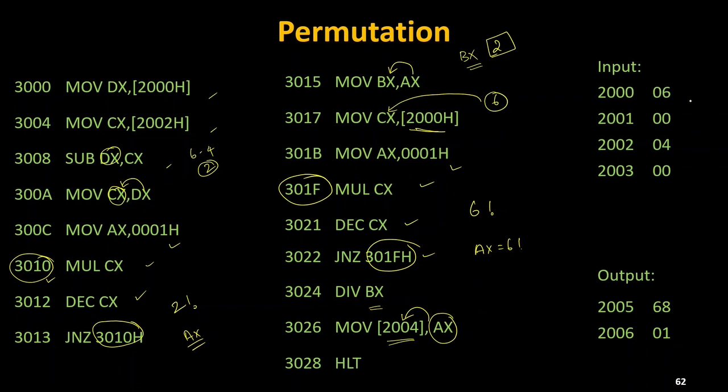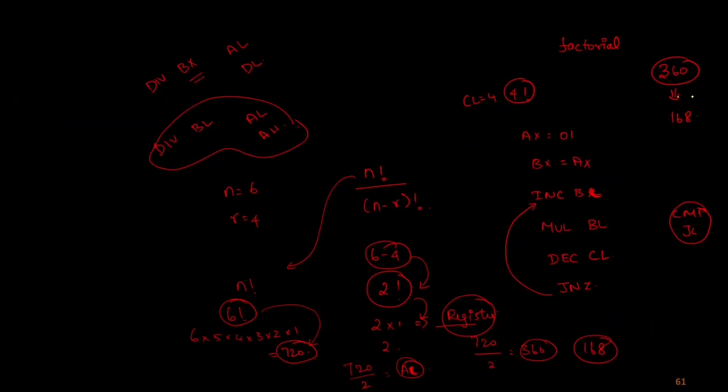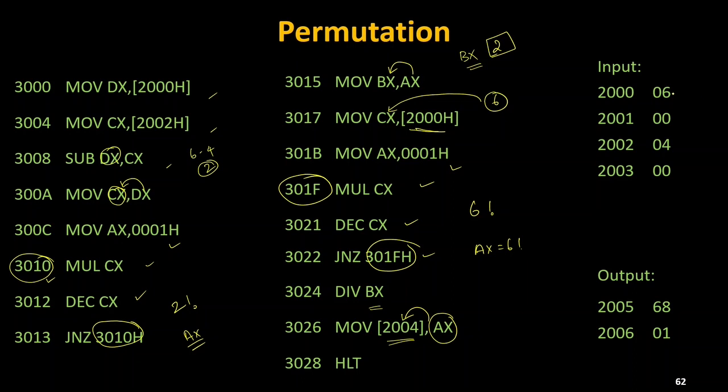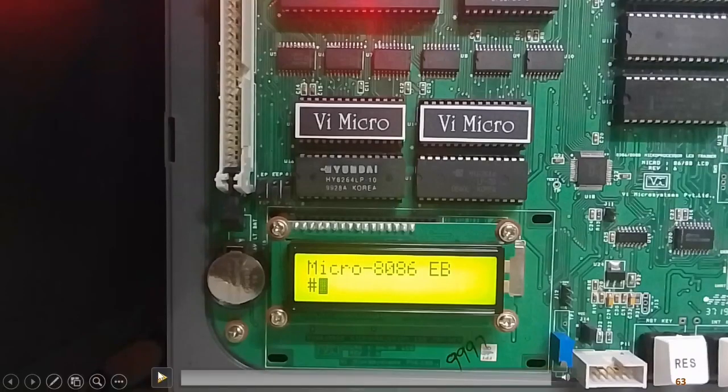So your input values at 2000 are going to be at the memory location 0600, and after that 0400. The final output should be 6801, so it is going to be 168. So this is the logic, and I can check in terms of my hardware whether it is going to execute in the same fashion which I want.